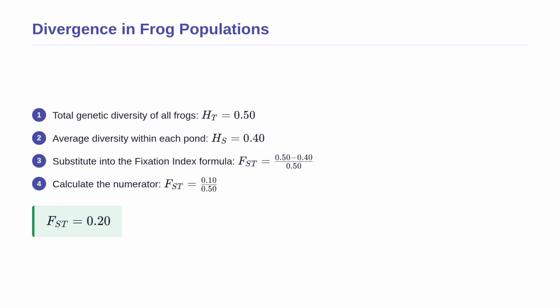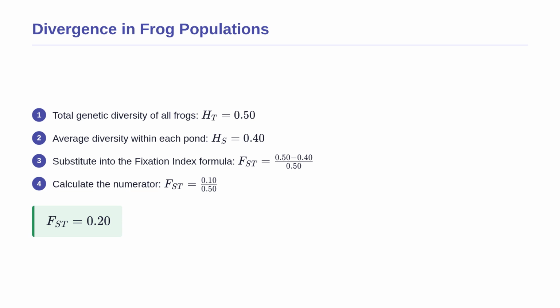Let us see this formula in action with a concrete example. Imagine a population of frogs split into 2 separate ponds by a landslide. We are given that the overall genetic diversity of all frogs combined, HT, is 0.50. The average diversity within each individual pond, HS, is 0.40. We want to find the genetic divergence.